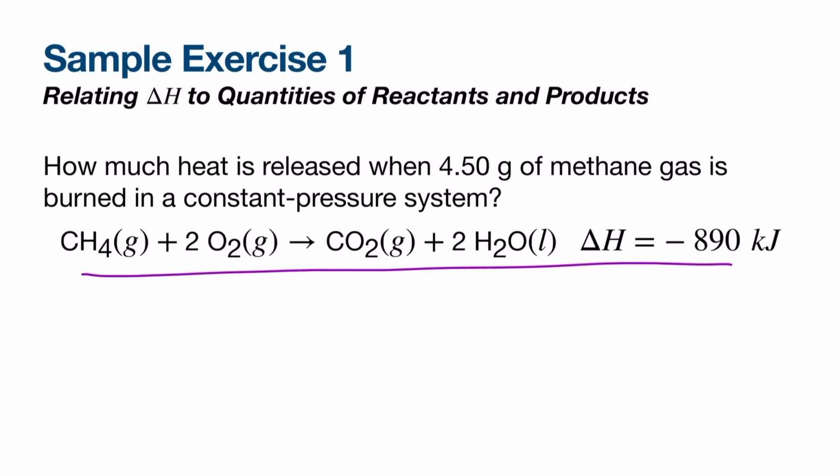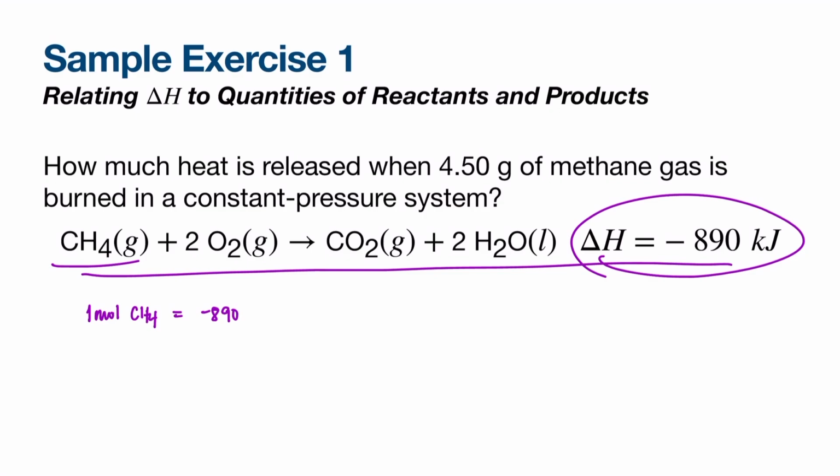According to this equation, 890 kilojoules is released when 1 mole of methane is burned at constant pressure. So in this case, this thermochemical equation provides us a stoichiometric conversion factor, and that is 1 mole of methane or CH4 releases negative 890 kilojoules of heat. Thus, we can convert moles of methane to kilojoules of energy. First, however, we must convert grams of methane to moles of methane.